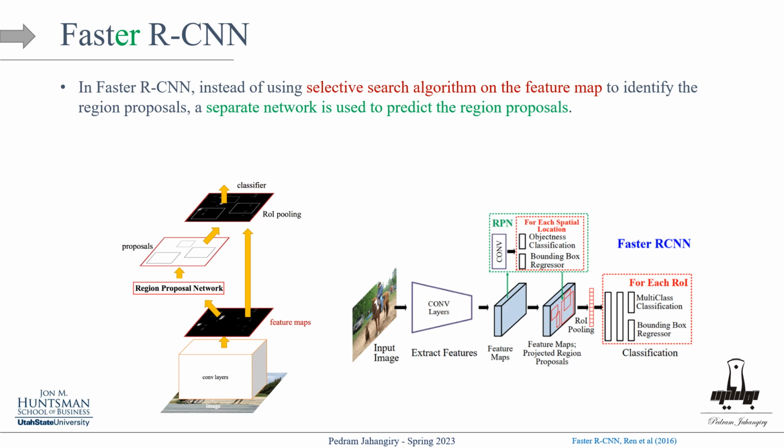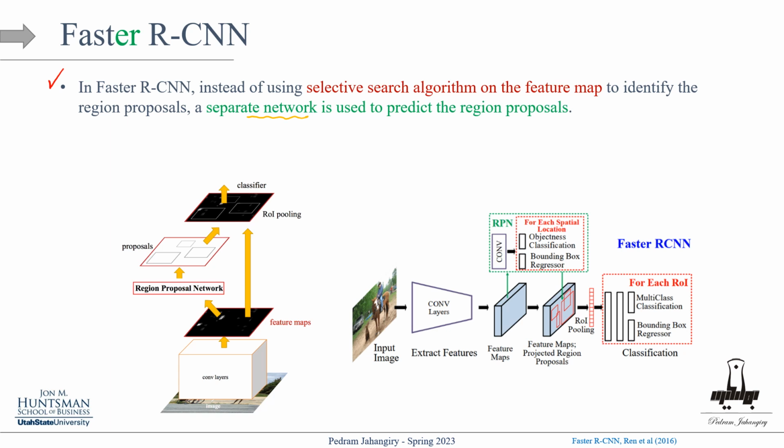All right, so what is Faster RCNN? In Faster RCNN, instead of using that selective search algorithm on the feature map, which, by the way, remember was a fixed algorithm, we're going to use a separate network to identify the region proposals or ROIs. So that's the innovation here. This region proposal network, or RPN, is completely learned, and it's part of the architecture of the model itself. So it is not detached from our CNN, right?